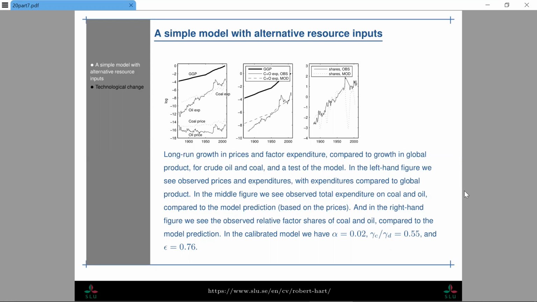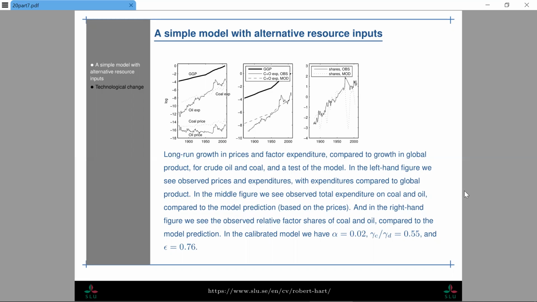But then if we look at the slightly longer run, the increase in the share of oil compared to coal stops after about 1970. And also we see that the fall in the oil price compared to the price of coal has stopped, if we put a trend line from 1970 to 2010, or wherever this data gets to. Okay.